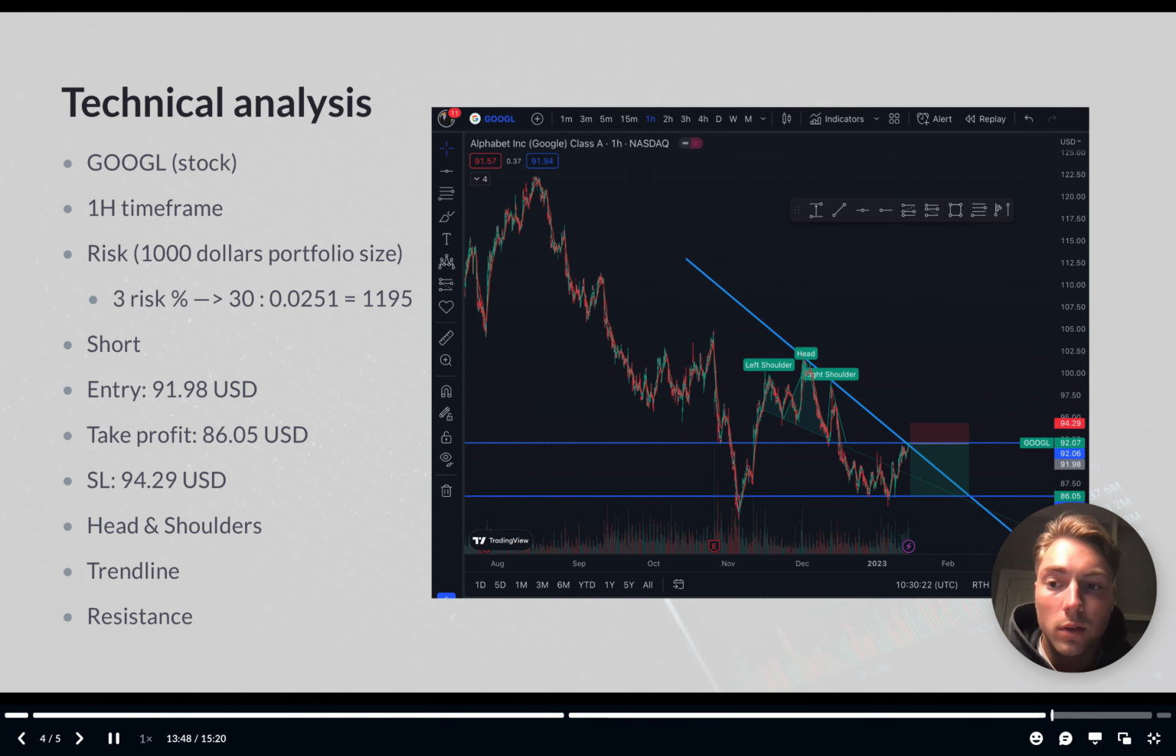And then the last subject, the technical analysis. I was looking at this Google chart on the 1 hour time frame. I was first looking at the 4 hour time frame, but now I was zooming into the 1 hour because I saw a better pattern there. Risk management, I take a risk of 3%. I did the calculation like you told me to do, and my position size is like 1195.